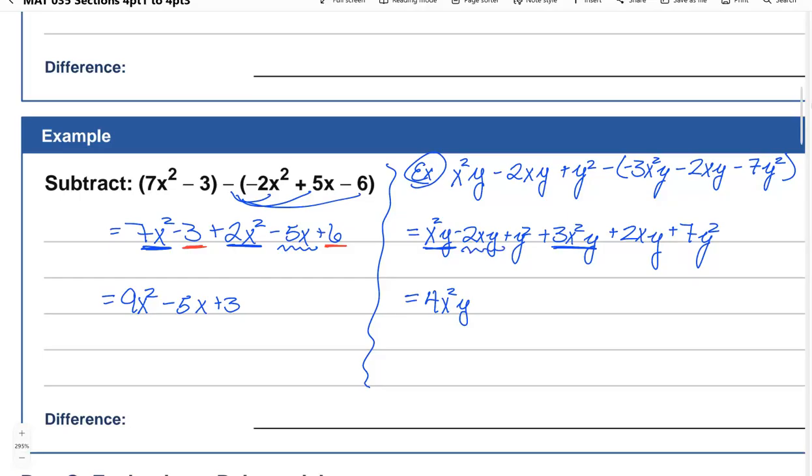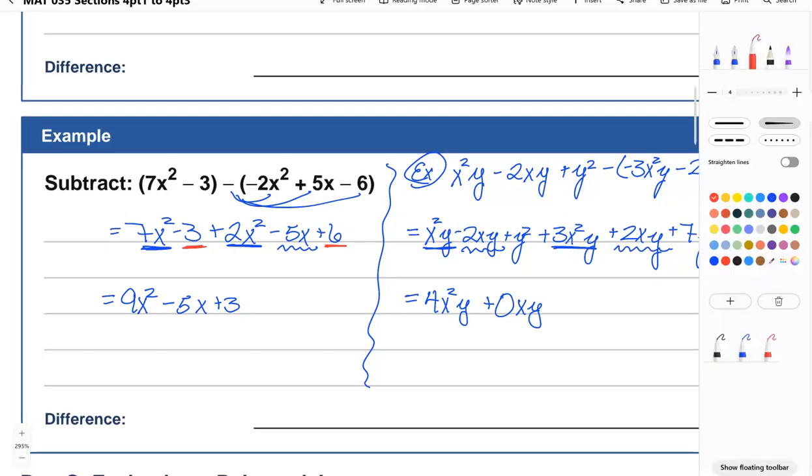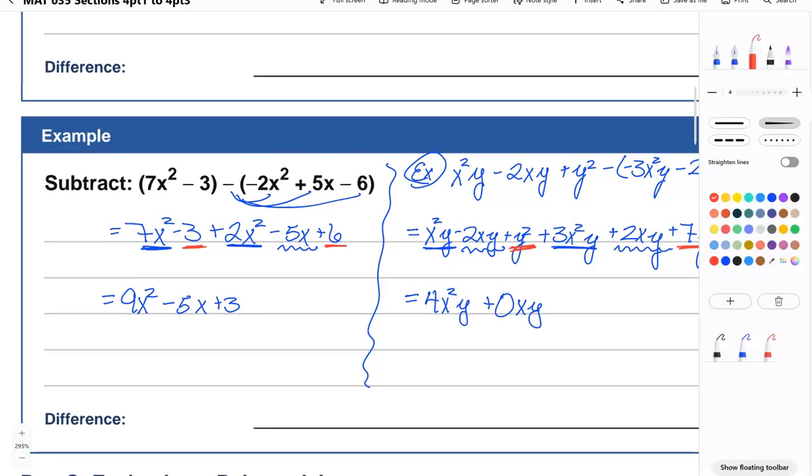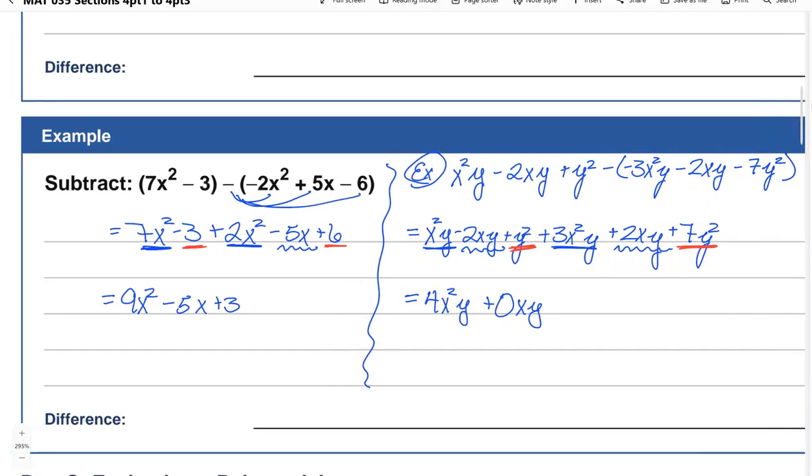And then I've got a minus 2xy plus a 2xy. So that's going to zero out. So I could think about 0xy, or I could not even write that since it's 0. And then I've got a y squared here and a 7y squared here, which gives me a total of 8y squared. So I can think about that as 4x squared y plus 8y squared.